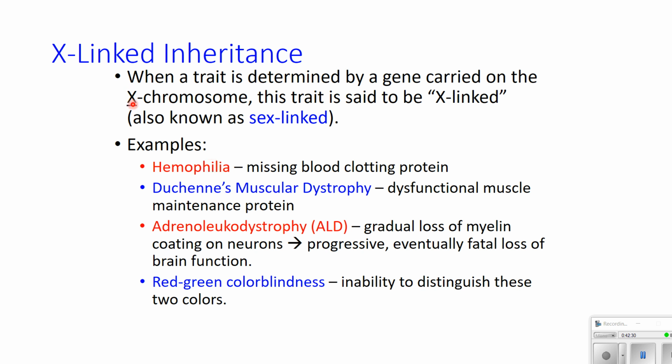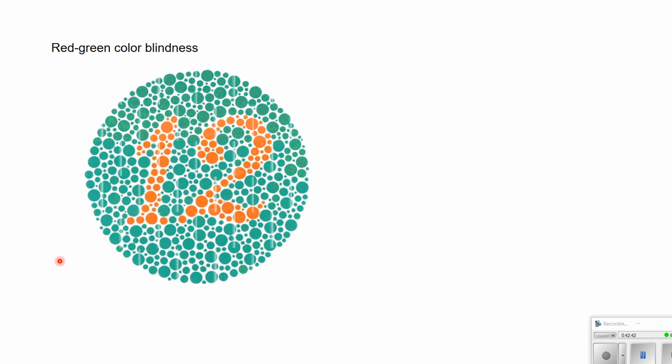The genes are carried on the X chromosome, and for all of these sex-linked traits, they are much, much more common in men than in women. So let's see if we can understand why. First, I'll give you a simple test. I want you to look at your screen, look carefully at the dots. See if you can identify a two-digit number.